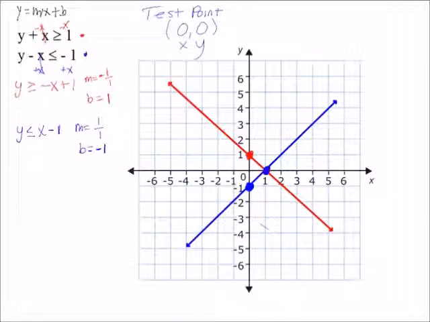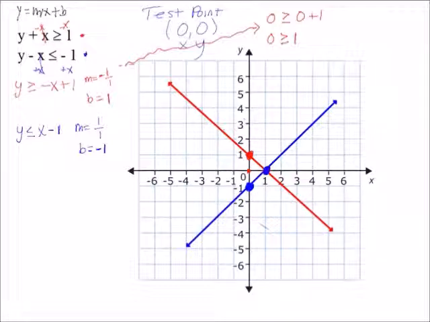So next, use your test point and shade the appropriate regions. Okay, so first and foremost, my test point is 0, 0. Plug in a 0 for y, plug in a 0 for x. Okay, so for this equation, 0 is greater than or equal to negative 0 plus 1. Simplify that. Is 0 greater than or equal to 1? No.